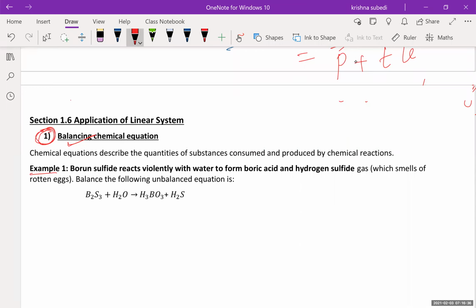All right, example 1. Boron sulfide reacts violently with water to form boric acid and hydrogen sulfide gas. You know that gas smells really awful, just like rotten eggs. I think you have experienced this in your chemistry lab. So balance the following unbalanced equation. We are given an unbalanced equation and our job is to balance it. So how do we do that?